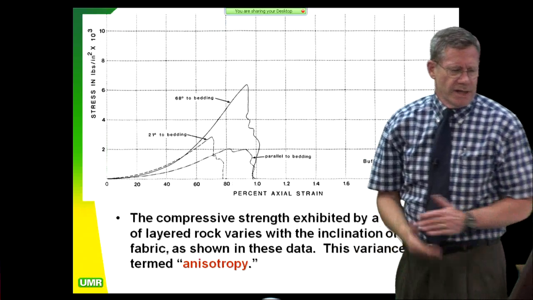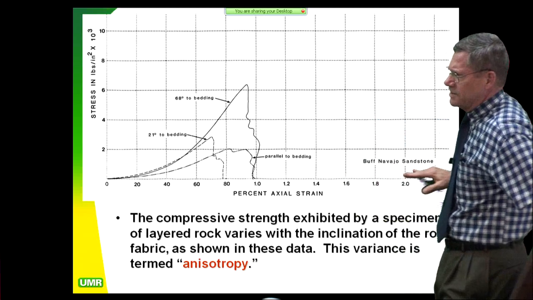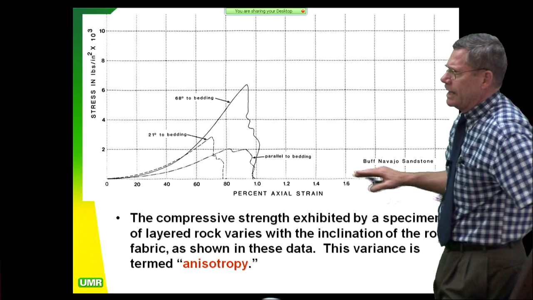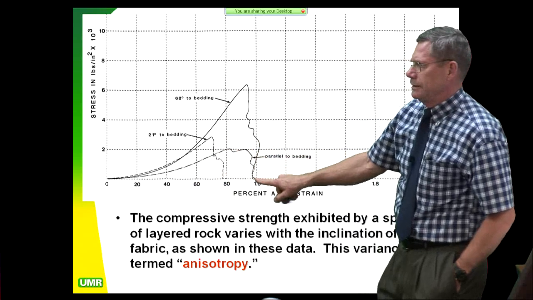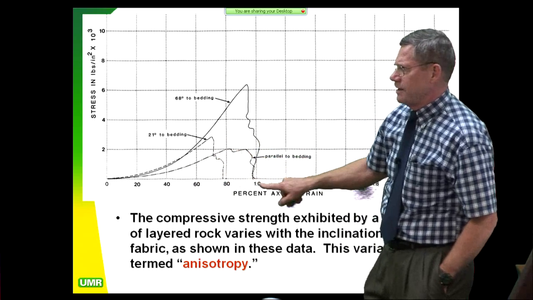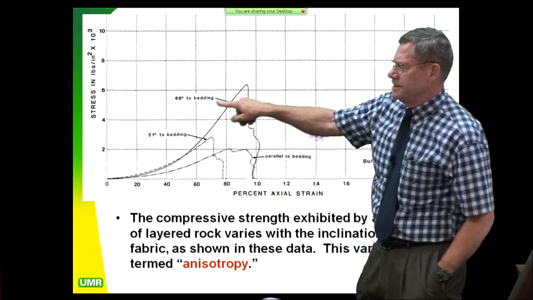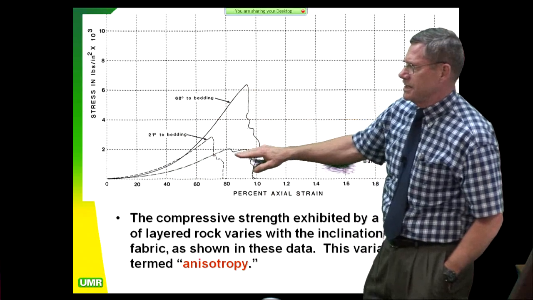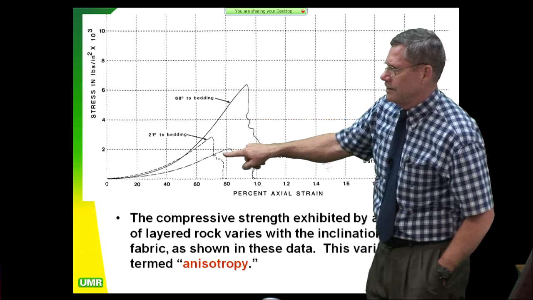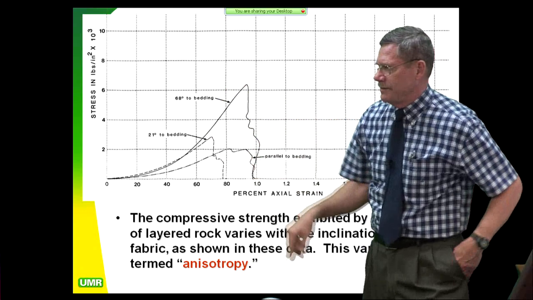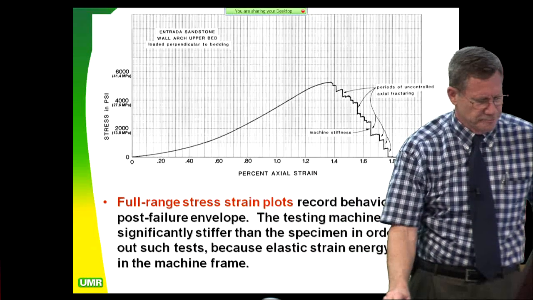Okay. Here's another one where I take buff Navajo sandstone. This is my problem member now. And I'm going to test it parallel to bedding. This is parallel to bedding, 21 degrees to the bedding, and 68 degrees to the bedding. And you can see my strength goes up, and the lowest is when I'm parallel to the bedding. Well, that's because of the anisotropy of the bedding.